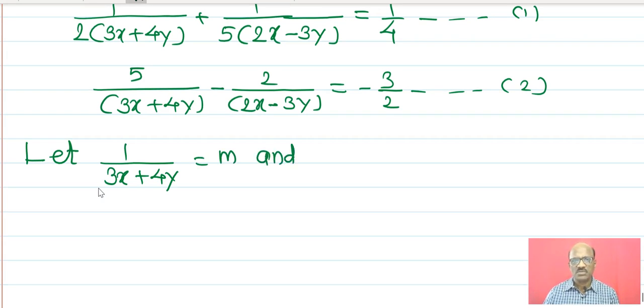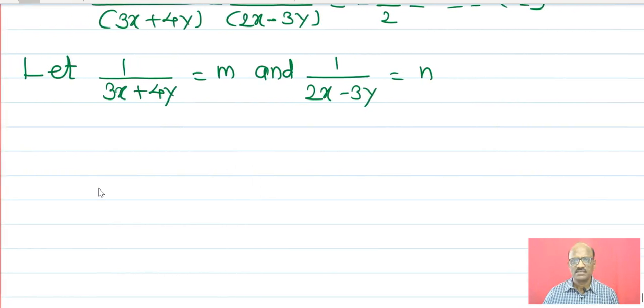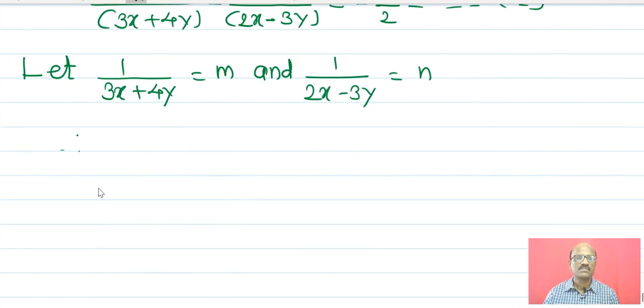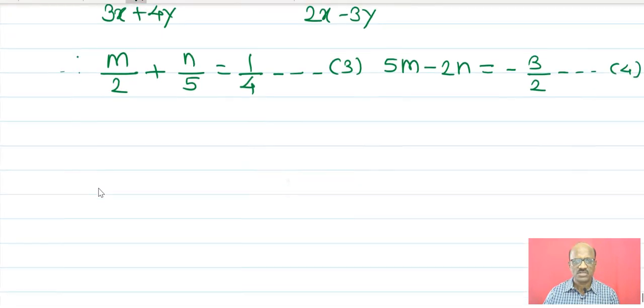Now substitution: 1 upon 3x plus 4y is equals to m, and 1 upon 2x minus 3y is equals to n. Therefore, the equation is m upon 2 plus n upon 5 is equals to 1 by 4. This is equation number 3, and 5m minus 2n is equals to minus 3 by 2. This is equation number 4.